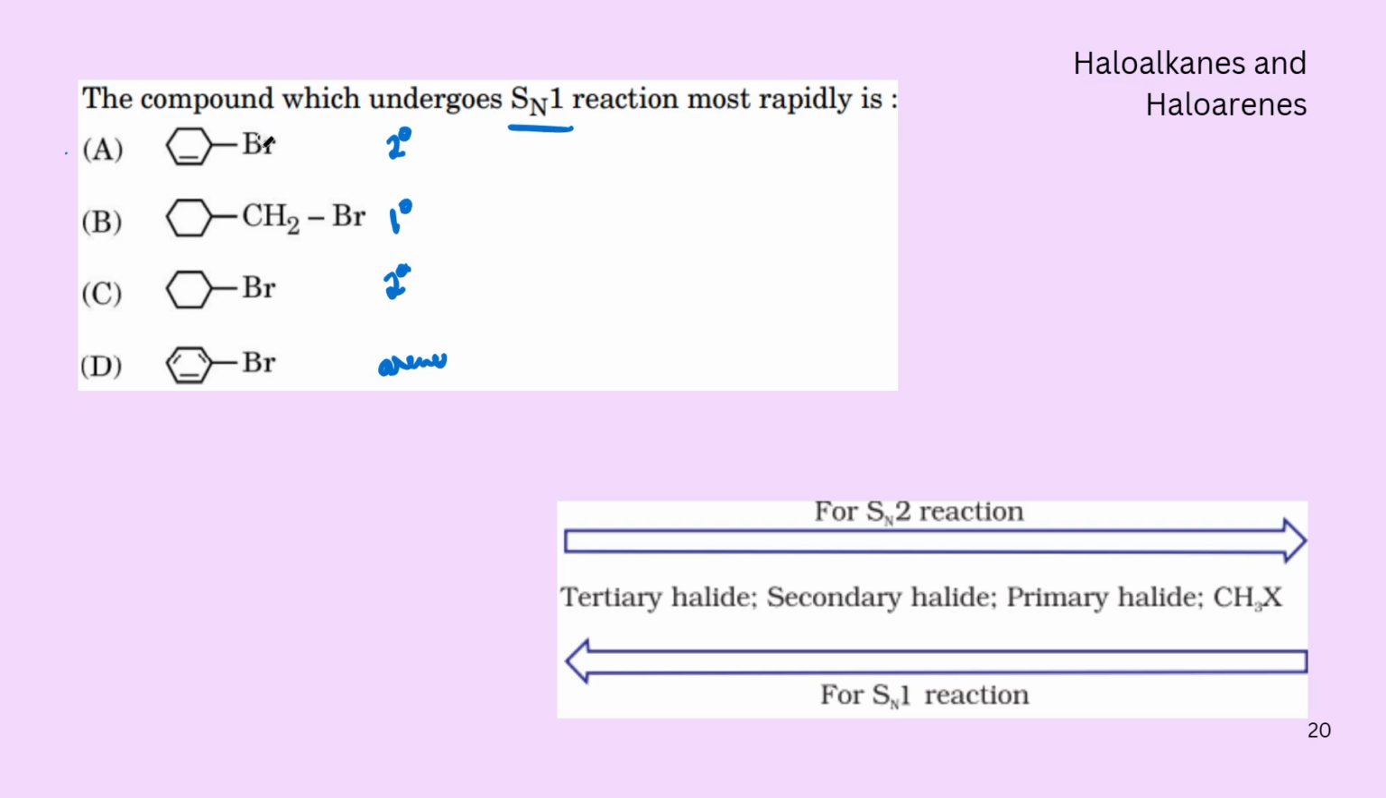So the answer in the end is going to depend on how stable our carbocation is. Between these two, because of the presence of a double bond, this carbocation can form resonance structures. Because of the ability of this carbocation to be stabilized by resonance, this one tends to undergo SN1 more rapidly, because this carbocation is more stable. Okay, that's the answer to this question.